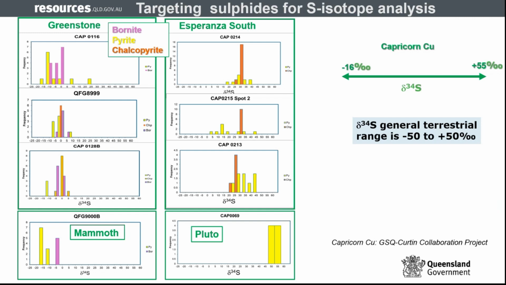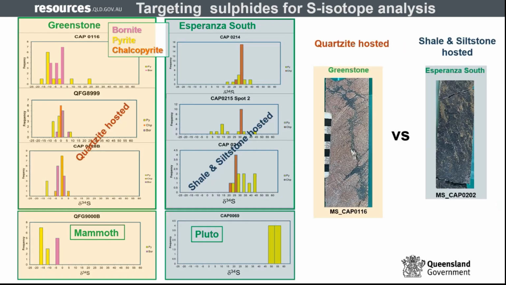First observation, we can see that the Greenstone and Mammoth are characterized by light isotopes sitting in this negative field, while the Pluto and Esperanza have much heavier sulfur isotope signatures. And this is consistent with their host rock types. The first group is hosted by quartzite, the second one is in the black shale and siltstone. Is it significant for this sort of sulfur isotope distribution?